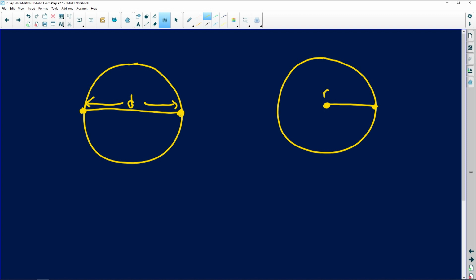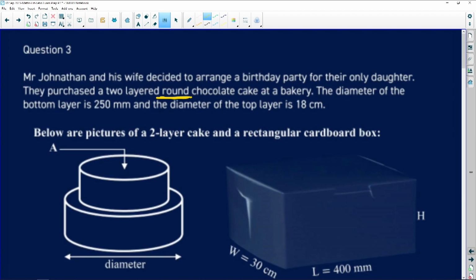And with radius, it doesn't matter where the radius is. As long as it's from the center of the circle to the edge of the circle, it is radius. This is radius, that is radius, that's radius, that's radius, that's radius. And they are all equal to each other. So that's very important. Also know the difference between circumference and area. That's also quite important. Let's go back.